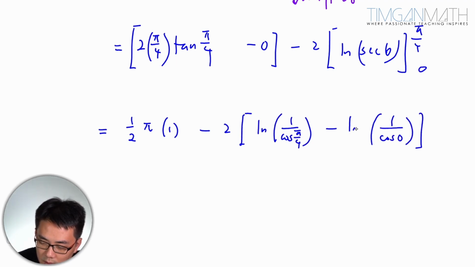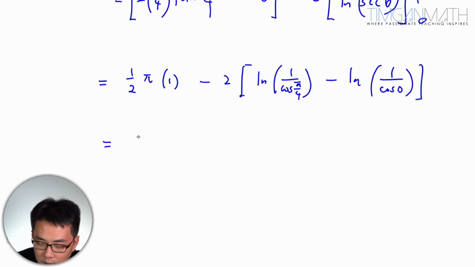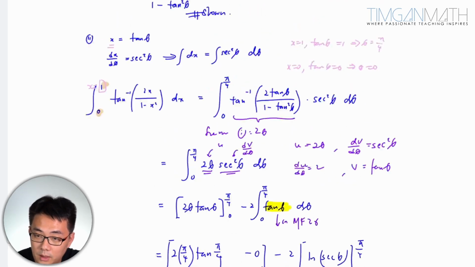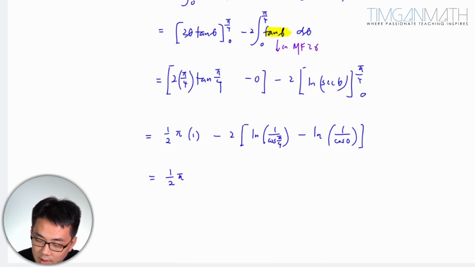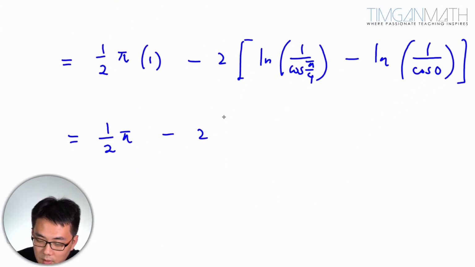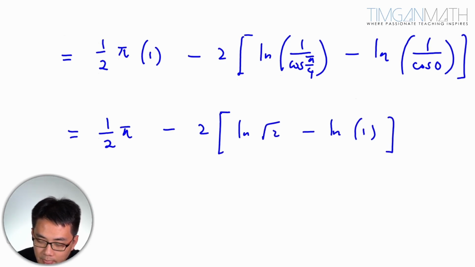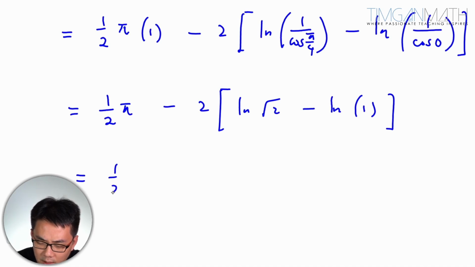Okay, so I'm just going to keep this in. Cap is half pi. Then what we get is half pi, then this will just be minus 2 cosine 1 over root 2, so this is root 2 minus ln 1, which is 0. That will be half pi minus 2 ln 2.5.